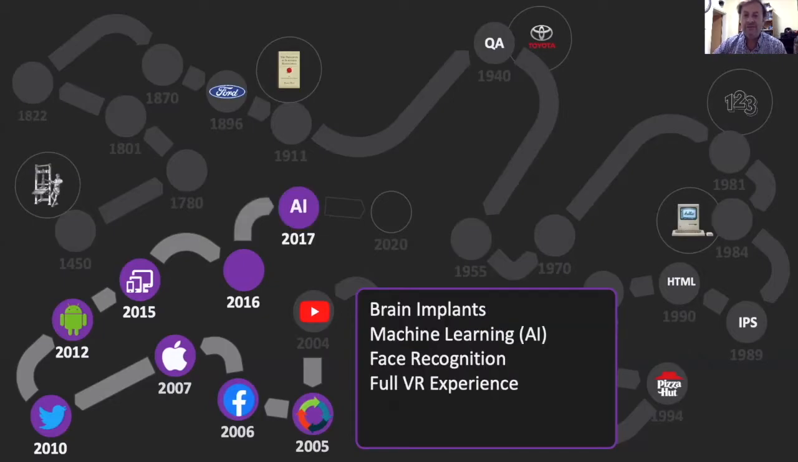In 2017, brain implants are sold, machine learning AI becomes widespread, face recognition systems are implemented, and full virtual reality experience is now available.